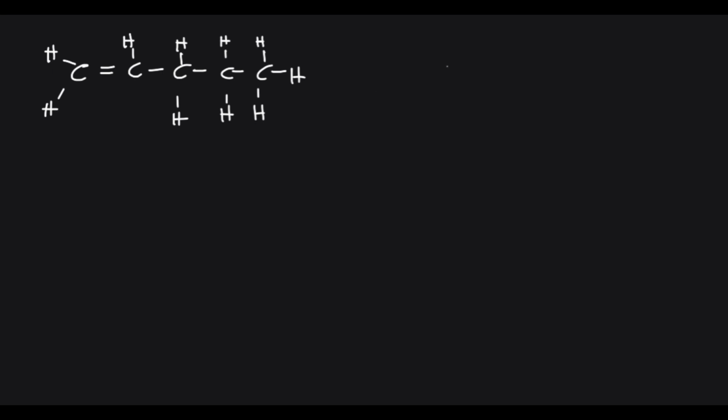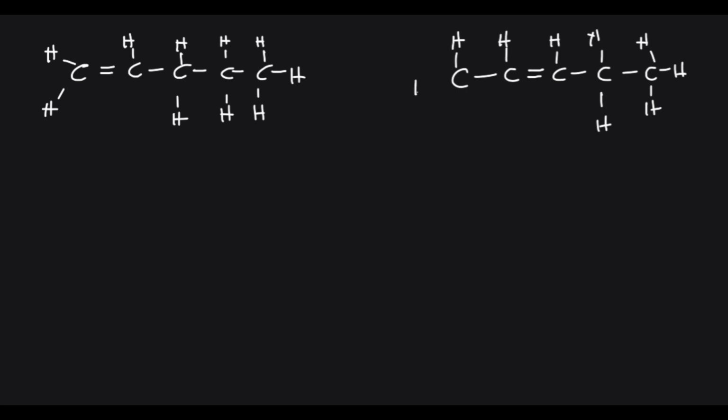Okay, so then we'll have this one. From these two structures, are these two isomers? We don't know if these two are isomers. What are we supposed to do to check? First, let's check their molecular formula. If their molecular formulas are the same, then they are isomers.